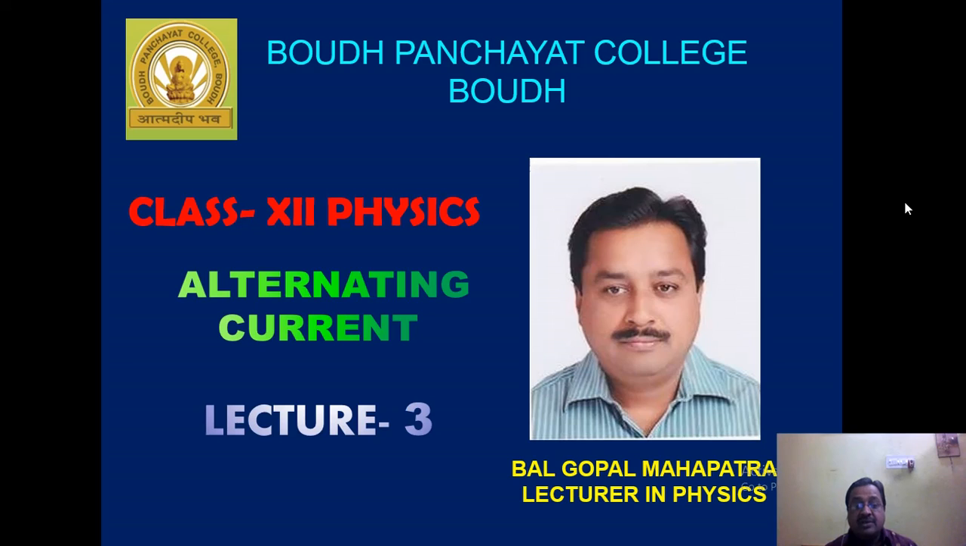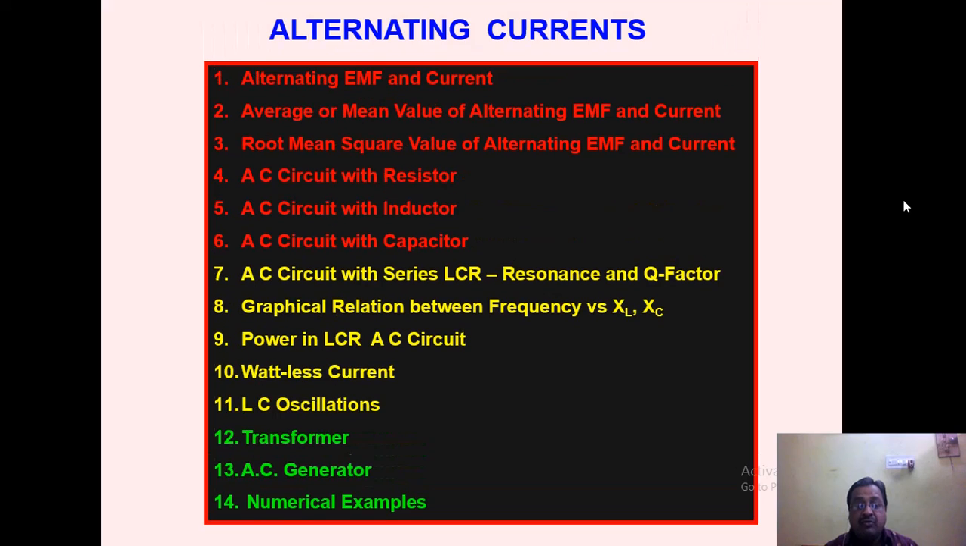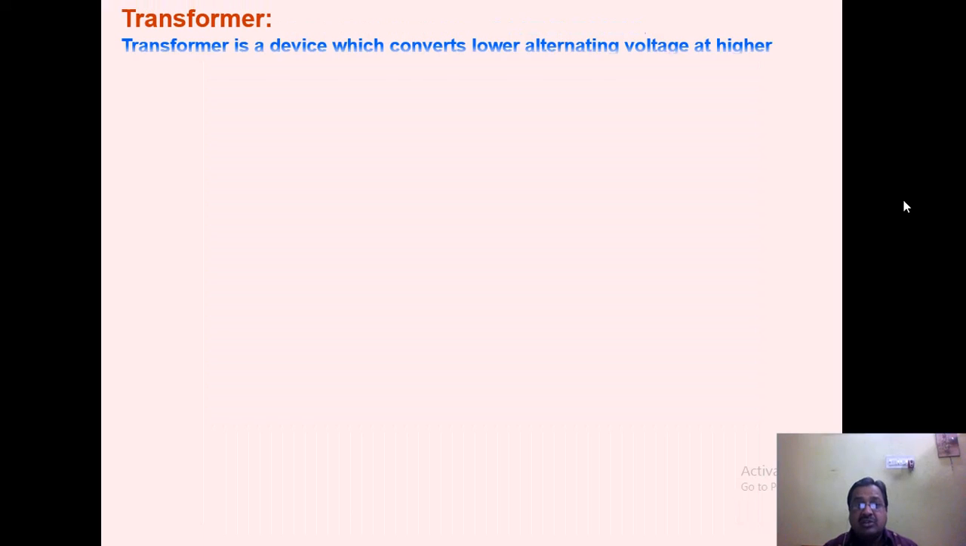In your previous lectures, we have gone through different aspects in connection with alternating current, like what is self inductance, what is mutual inductance, what is LCR circuit, LCR oscillations, etc. And today we will take up what is a transformer, what is an AC generator, and some numerical examples in connection with this. To begin with, what is a transformer?